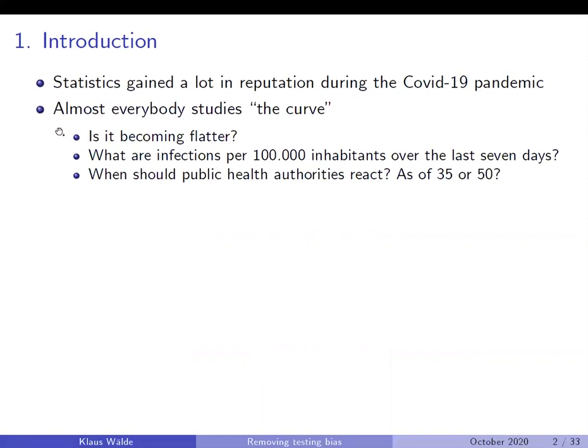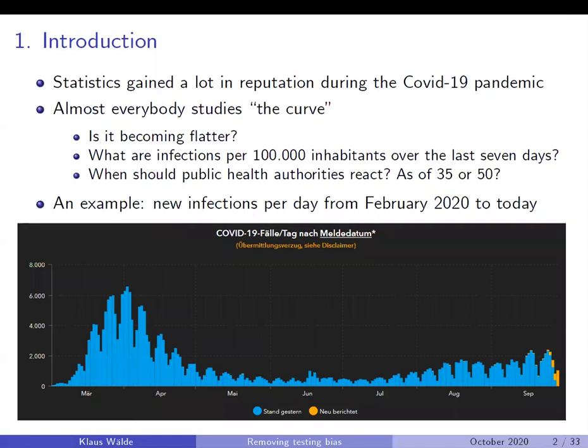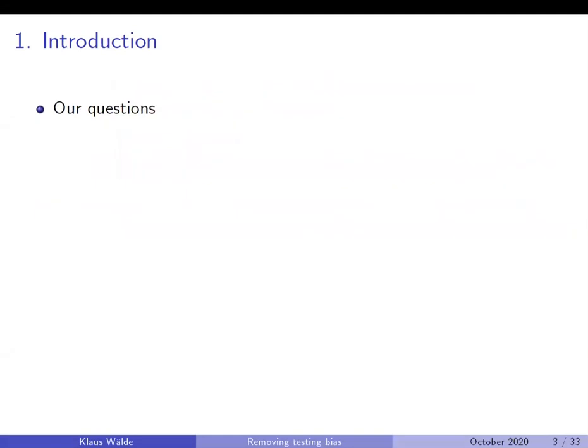And one of the standard questions is, is the curve becoming flatter? Or what are the infections per 100,000 inhabitants over the last 7 days? And should we react to this? Should public health authorities react to this? Should we react as of 35 or 50 infections per 100,000 inhabitants over the last 7 days? So everybody studies this curve. Here's a standard example from RKI, and we would like to understand what this curve tells us.